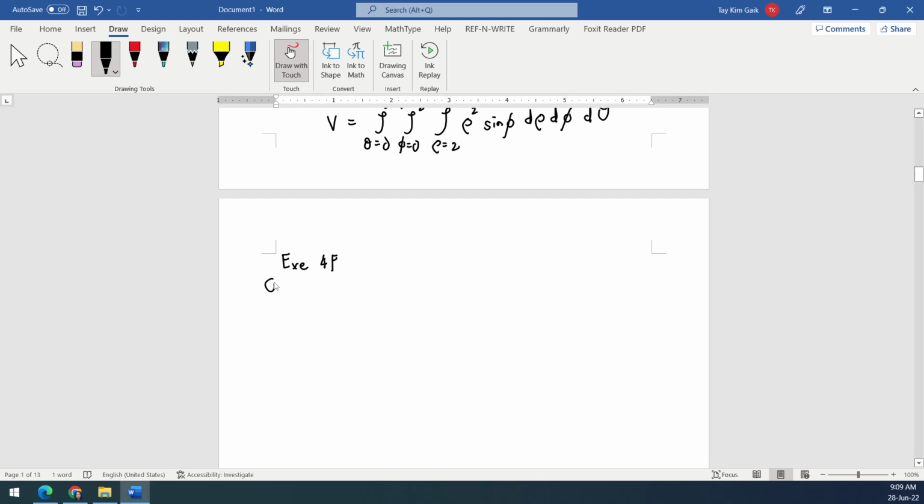Exercise 4F, question 1B. The line integral of x squared y dx plus x dy along the curve C. C is a closed triangular path from the origin, (0, 0), to (1, 0), to (1, 2). So it's a triangular path.